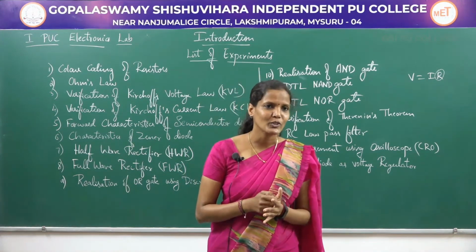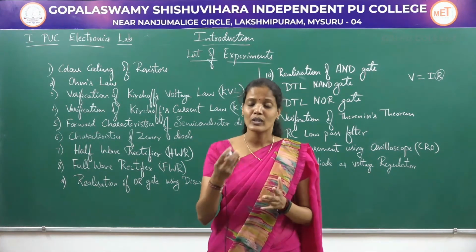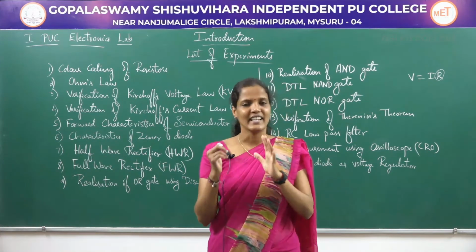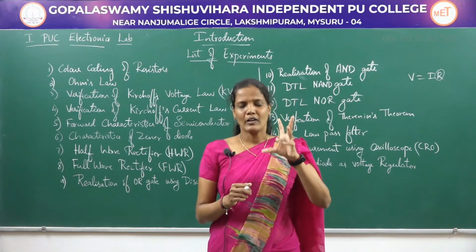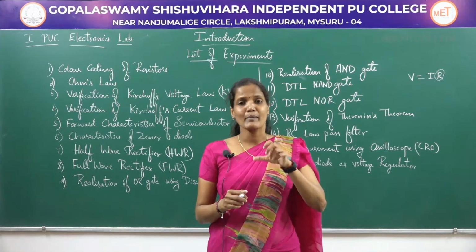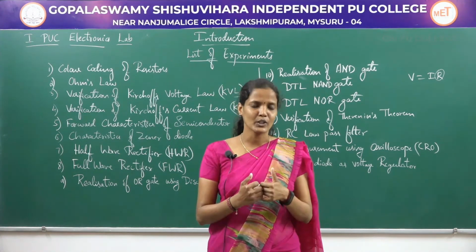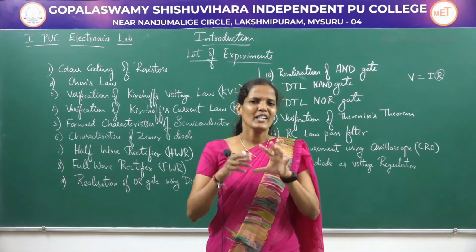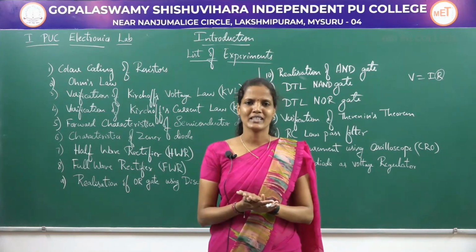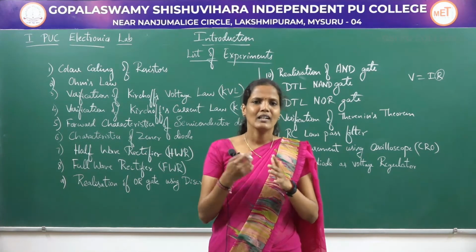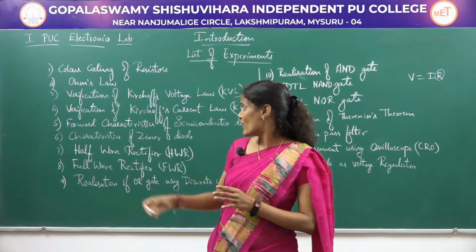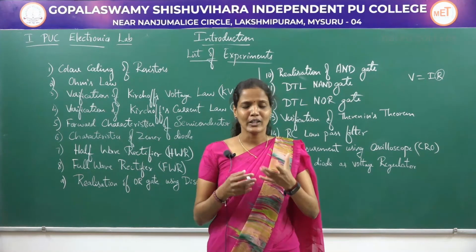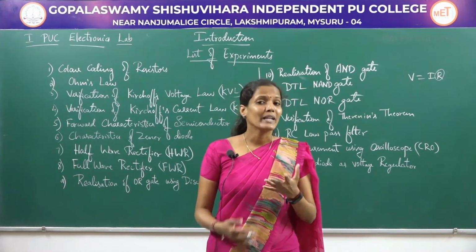Conductors allow current to pass through, insulators do not allow current to pass through, and semiconductors have conductivity that lies between the conductors and the insulators. So whenever I am using a particular semiconductor device in any of our circuits, we have to know the behavior of that device. In order to know its behavior, we are going to conduct some experiments, out of which this forward characteristics of semiconductor diode shows how the diode behaves when forward biasing is done.